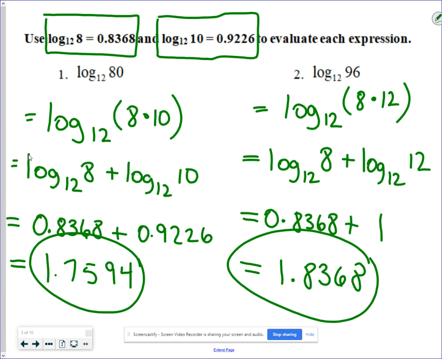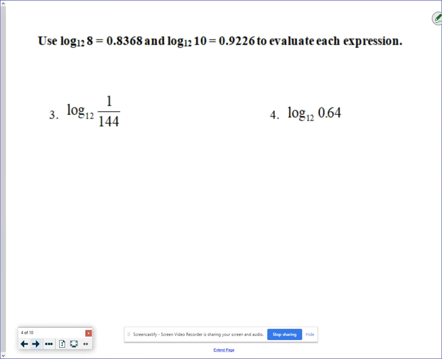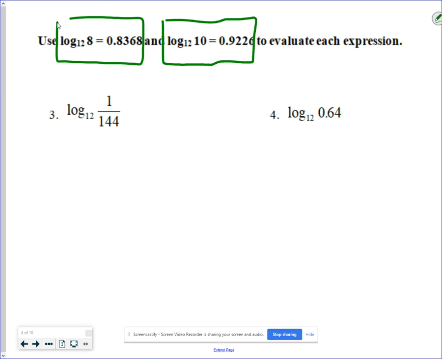Okay, questions? Right, so let's try a couple more here. So now let's look at 3 and 4. Again, this is what they give us. They give us log base 12 of 8, and they give us log base 12 of 10. Right, so on number 3, we have a fraction. So we're dividing here, 1 divided by 144.